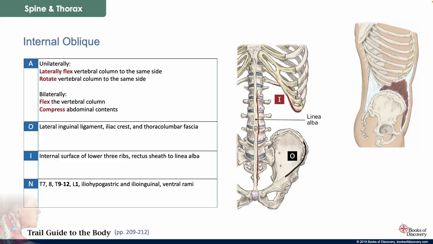So the internal oblique originates, we'll say, right along the edge of the iliac crest. So this is the lateral inguinal ligament. Inguinal means groin, the iliac crest, and something called the thoracolumbar fascia. This fascia is back here. If you break down the word thorax, thoraco, then lumbar. So this is connective tissue that connects the thoracic region with the lumbar region.